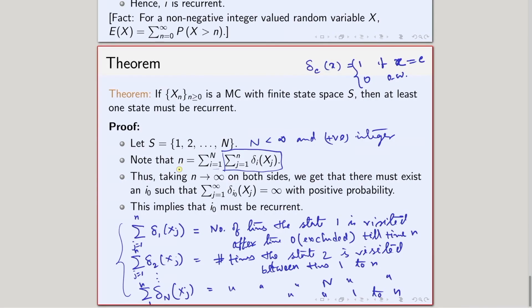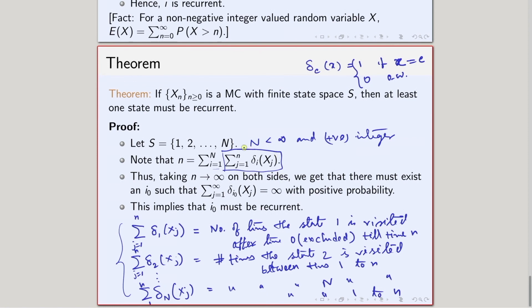And that is nothing but small n, because the state has to be any one of the states at each time from 1 to n. So if I add up how many times state 1 is visited, how many times state 2 is visited, up to how many times state capital N is visited, that gives me the number of steps that I have taken.